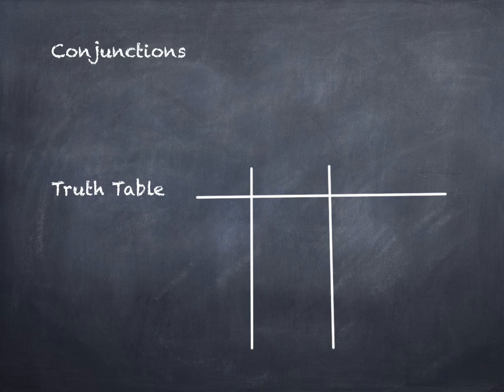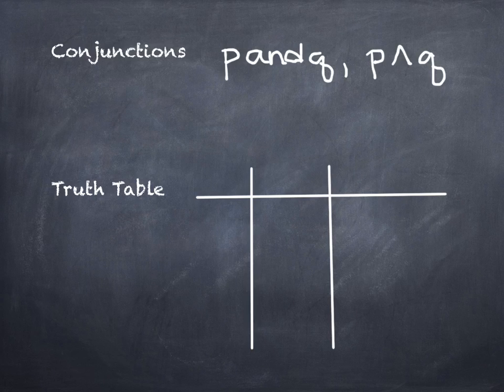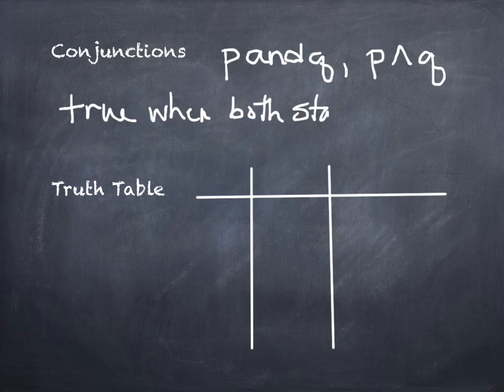But we're going to start with conjunctions first. A conjunction is an and statement. So this says P and Q. And the symbol, again, we did this last time too, is an upside down V. Do you remember that? Okay. So this statement is true when both statements are true.